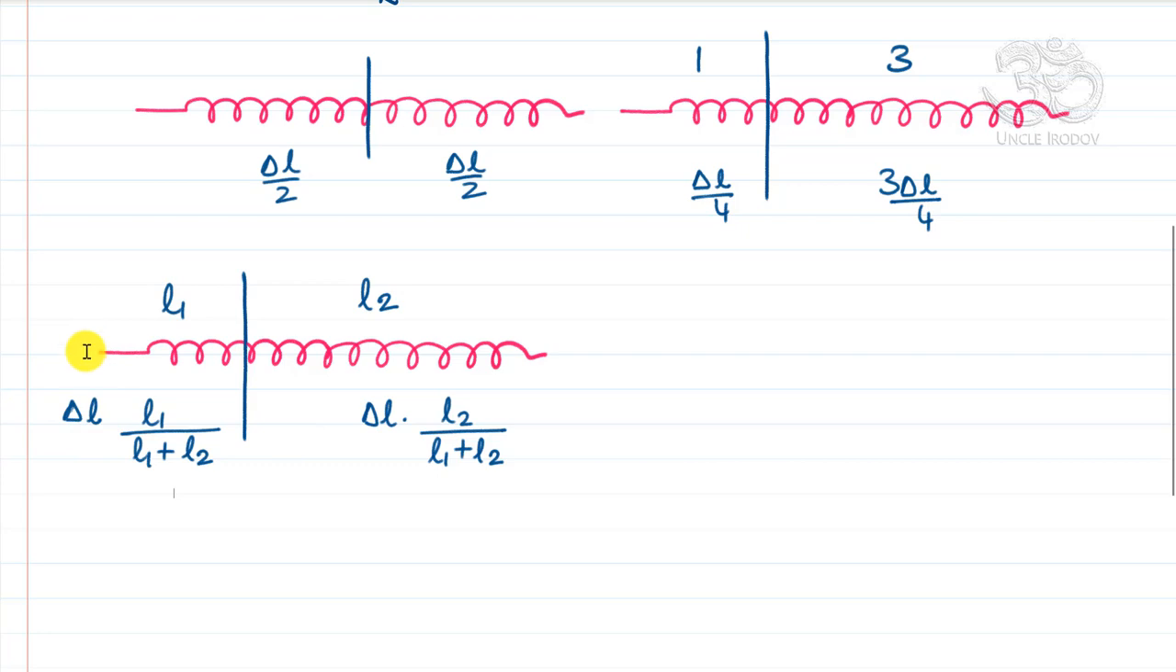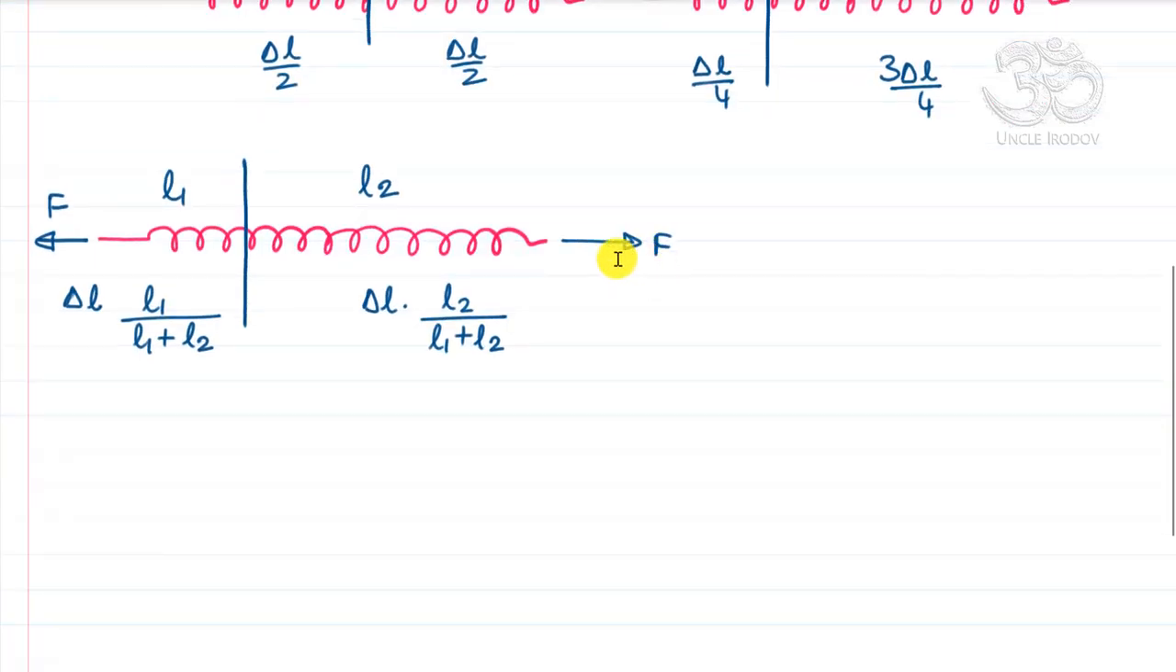The left end of this spring has been fixed to some support, and the right end was actually pulled by a force F. So there is a force F at the right end, and the support force will also be F in the opposite direction. And the force existing in these two portions will also be F individually. So anywhere along the length of the string, the force is going to be F. So then I can say that a force F causes an extension of this much, delta L into L2 by L1 plus L2 in an original length L2. Right, and the same force F causes an extension of delta L into L1 by L1 plus L2 in a length L1.